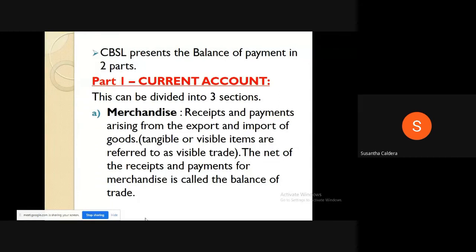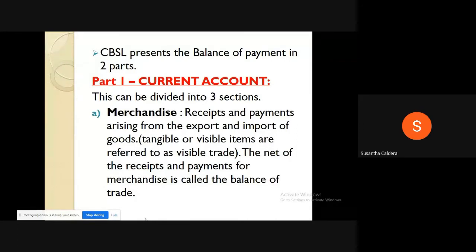The current account can be divided into 3 sections. One is merchandise. Merchandise is receipts and payments arising from the export and import of goods. From exports, we are receiving the money. Imports, we have to pay money. Right? And these are visible trade.